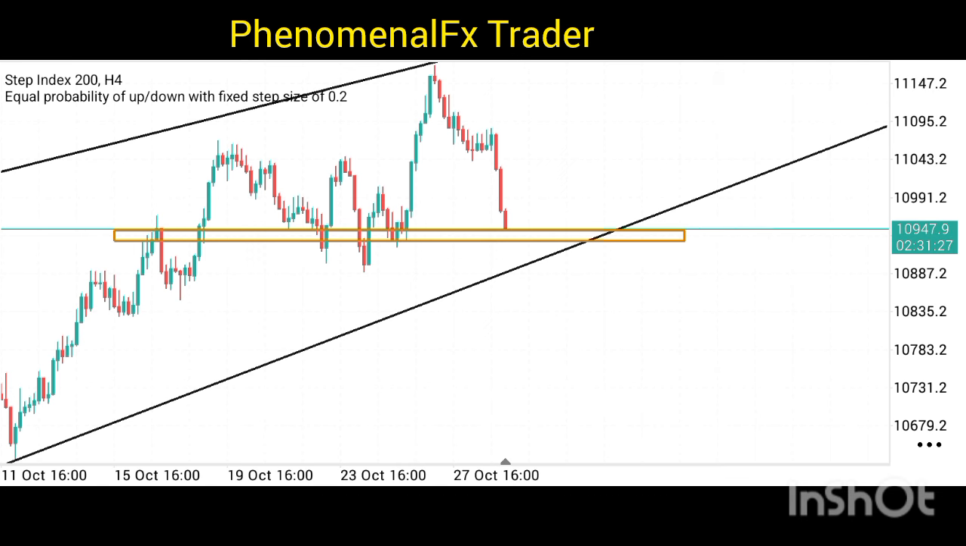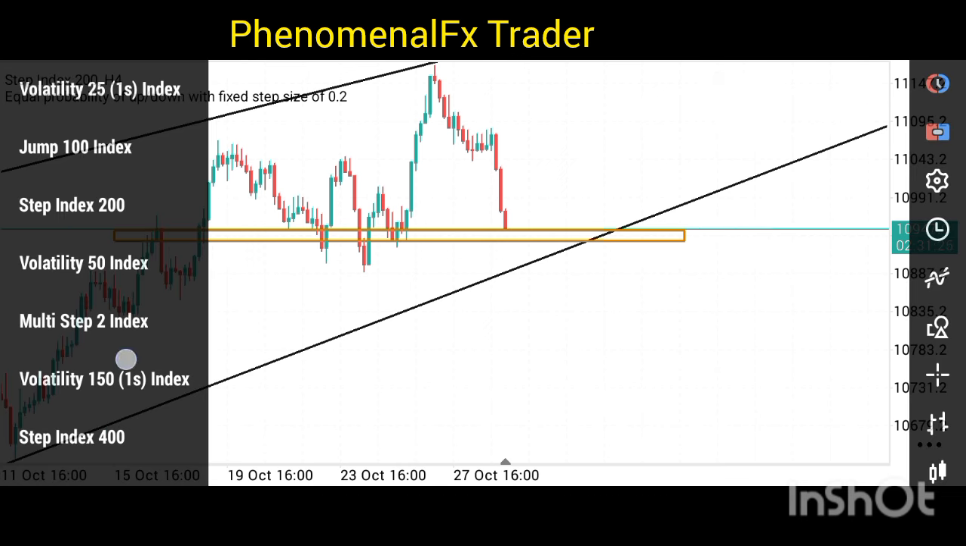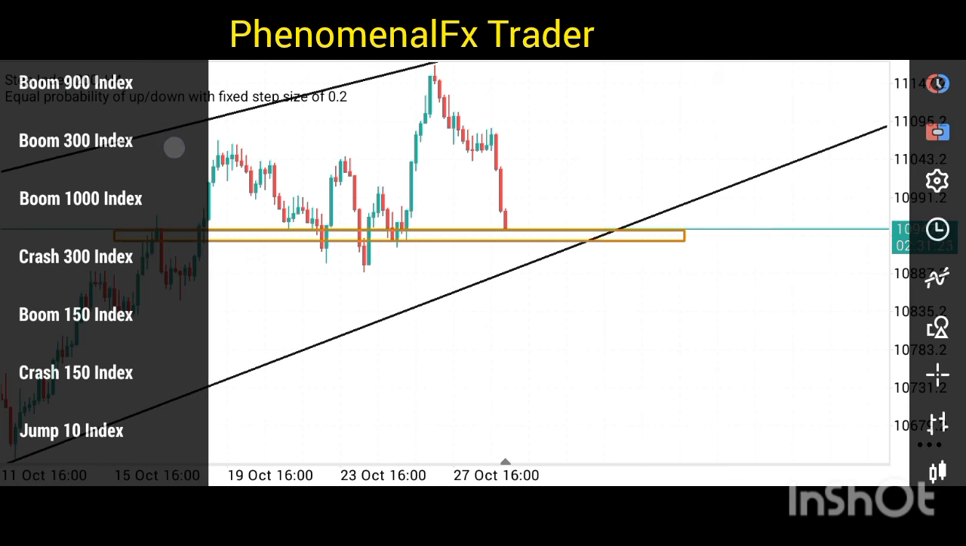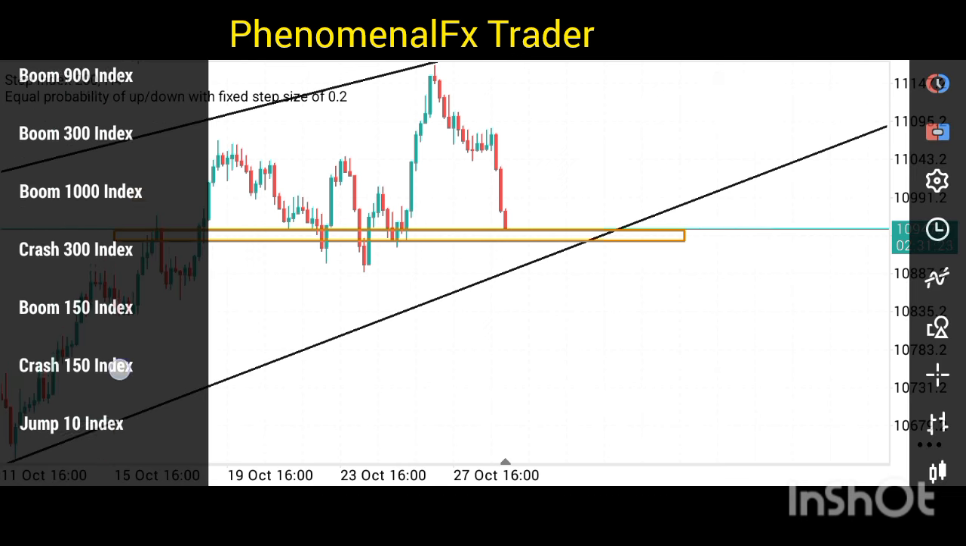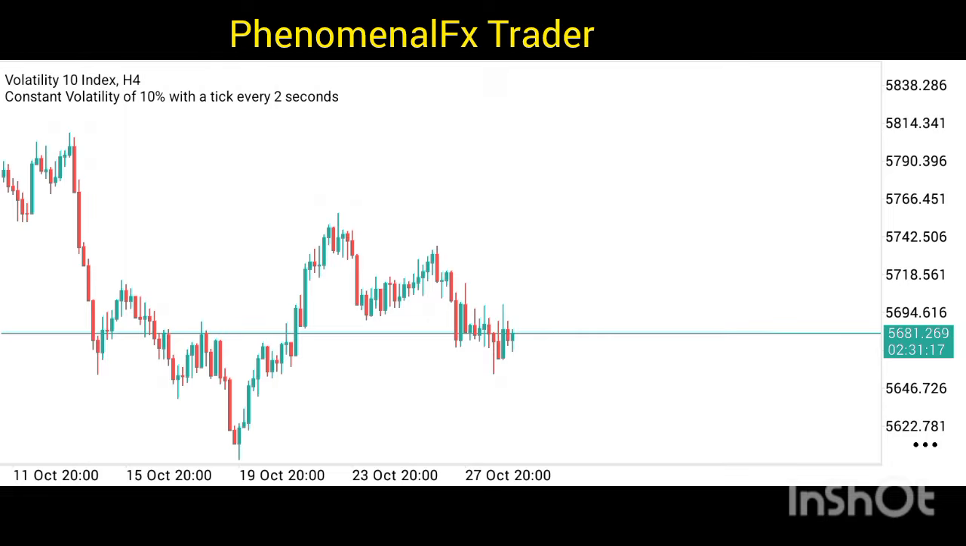All right, so the last pair we're going to be looking at is Volatility 10 Index, and this is the pair I analyzed some time ago. All right, so I noticed that the market had gotten to where we expected.